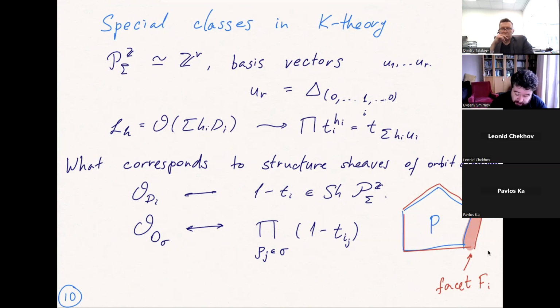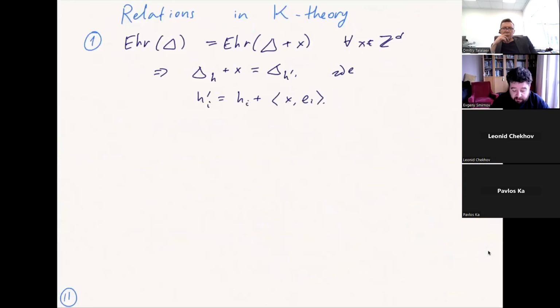And what if you multiply several operators of this form? You get faces of smaller dimension, which are just intersections of the corresponding facets. And that's how you get the structure sheaves of orbit closures. And in particular, if these faces do not intersect, then this product must be 0 in my ring. So I get relations in the K-theory.